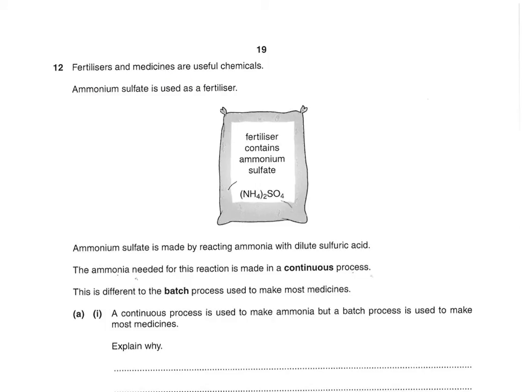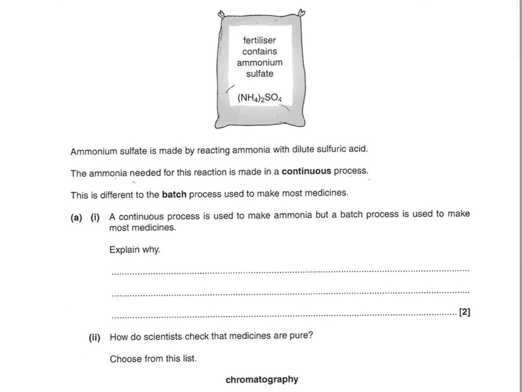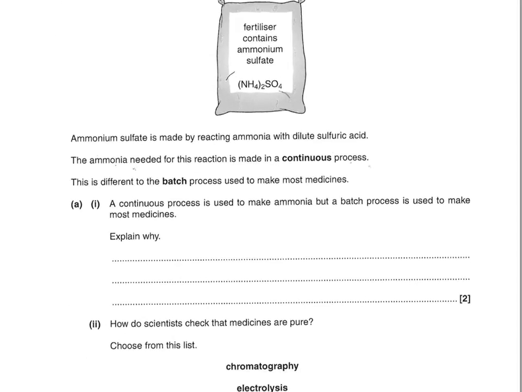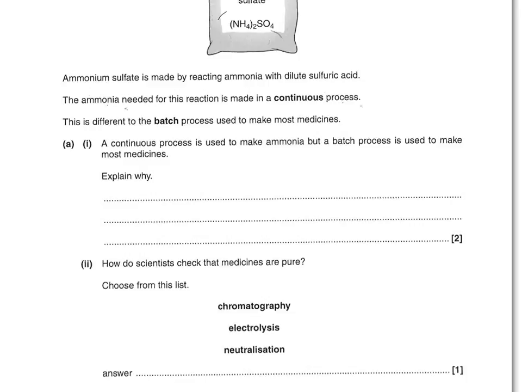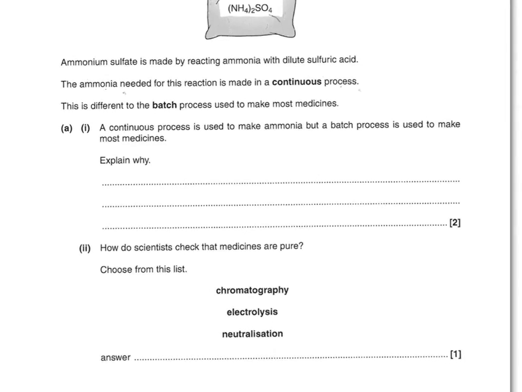Fertilizers and medicines are useful chemicals. Ammonium sulfate is used as a fertilizer. Ammonium sulfate is made by reacting ammonia with dilute sulfuric acid. The ammonia needed for this reaction is made in a continuous process. This is different to the batch process used to make most medicines. A continuous process is used to make ammonia, but a batch process is used to make most medicines. Explain why. So there are 2 marks here.